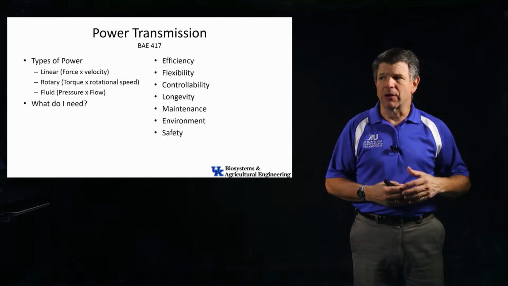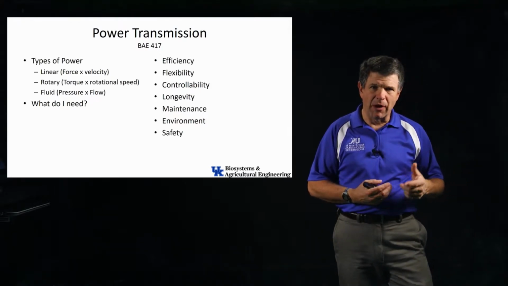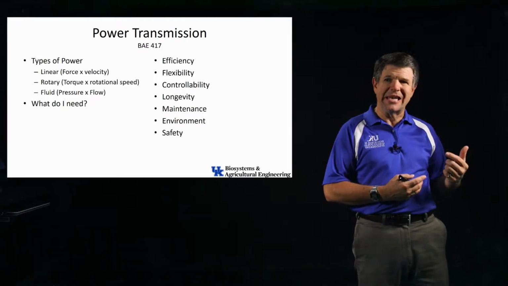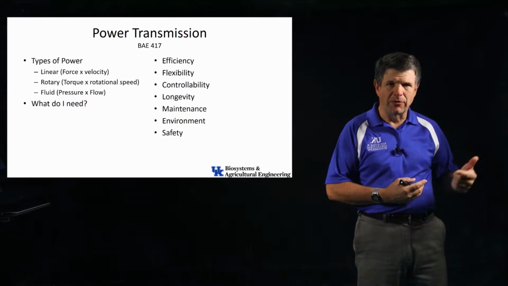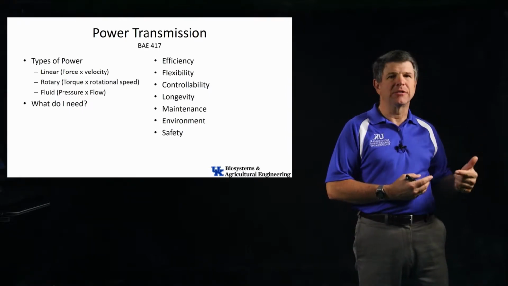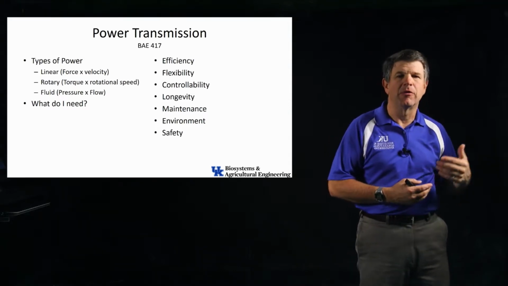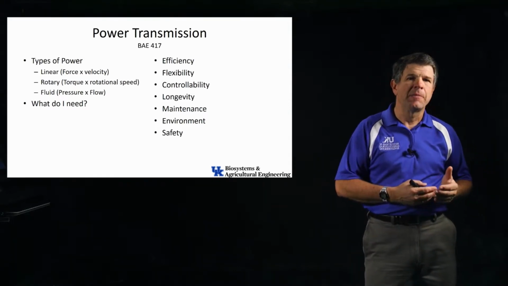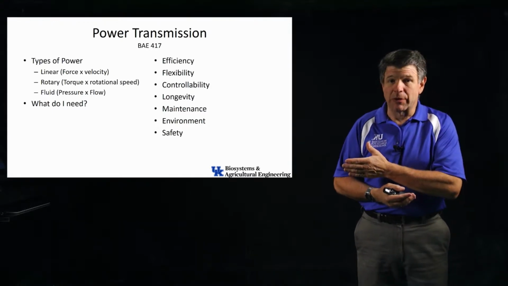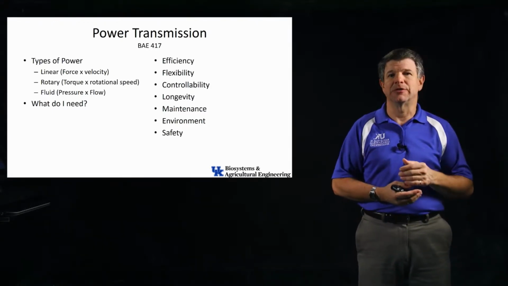So we'll look at all those different kinds, but we always have to ask a question: what is it that I need? So what am I trying to accomplish? What mechanism or machine am I trying to run? Do I need linear motion? Do I need rotary motion? What kind of motion do I need? And what is my source? What do I have? And how do I get from one to the other?